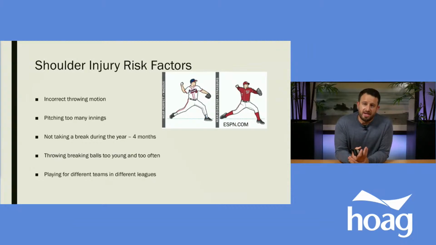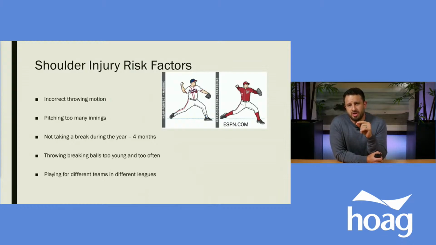So here are some of the risk factors, especially in youth baseball players, for shoulder injuries, and then we'll move on to how to prevent these injuries. First and foremost, incorrect throwing motion is the most common risk factor that we see. Throwing too many innings is also seen very commonly, and it goes to the last bullet point here. When kids are throwing on multiple travel teams, or a high school team and a travel team, the coaches aren't able to keep track of their innings and pitch counts, which account for a big risk factor in shoulder injuries.